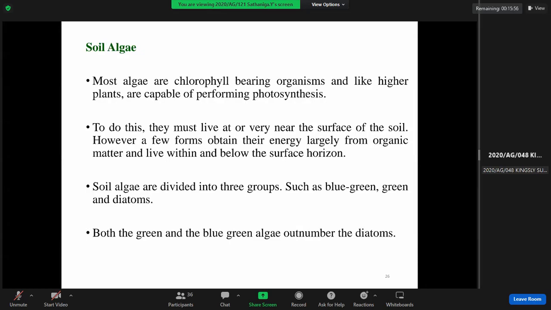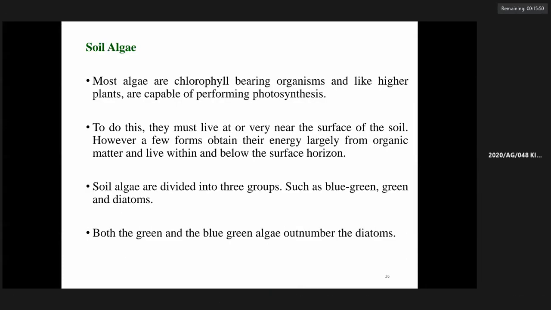Soil algae. Most algae are chlorophyll-bearing organisms and, like higher plants, are capable of performing photosynthesis. To do this, they must live at or very near the surface of the soil. However, a few forms obtain their energy largely from organic matter and live within and below the surface horizon. Soil algae are divided into three groups: blue-green, green and diatoms. Both the green and the blue-green algae outnumber diatoms.